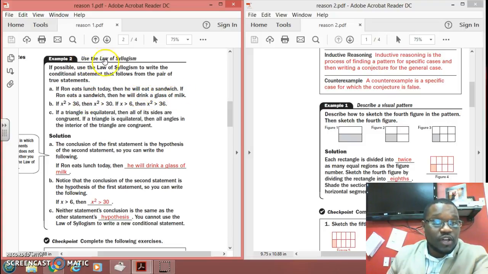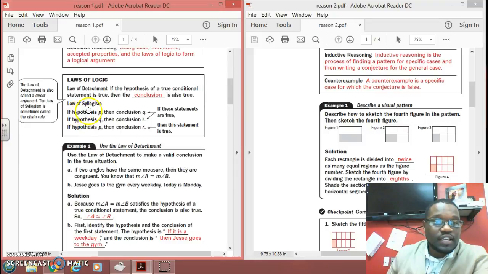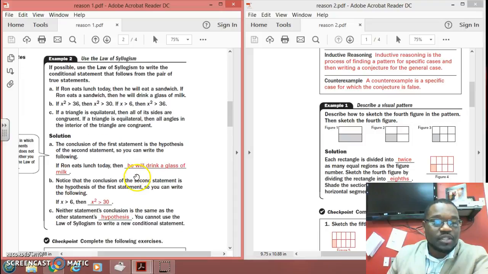Okay, we're going to use the law of syllogism. All right, here's the solution. The conclusion of the first statement is the hypothesis of the second, so you can write the following: if Ron eats lunch today, then he will drink a glass of milk. That's basically it. That's what this is saying up here. When you look at all this, the first part becomes together with the last part. P, Q, R, then it's just P and R. That's basically the last statement there.